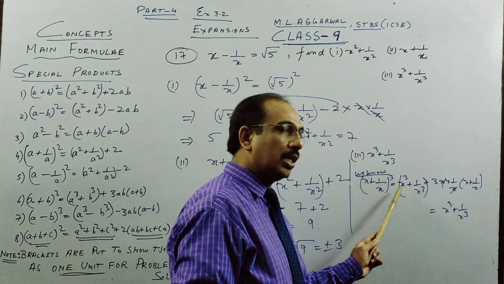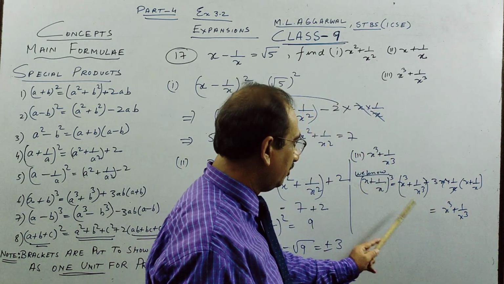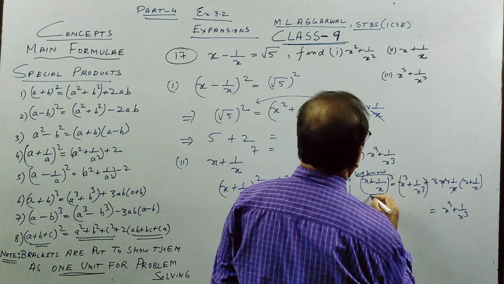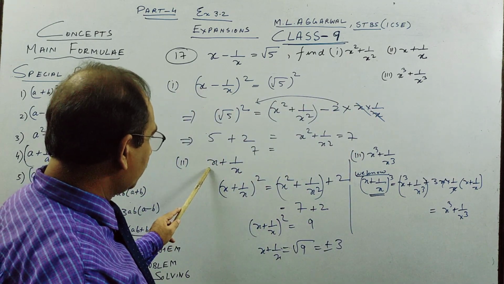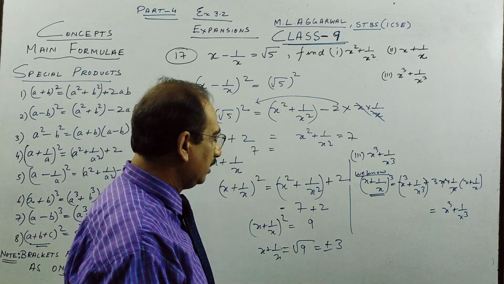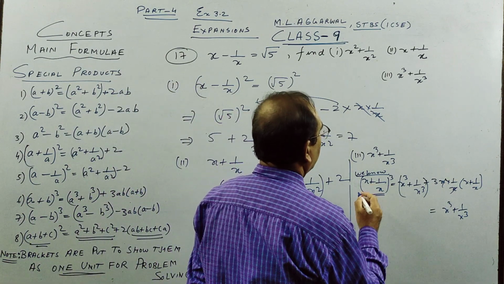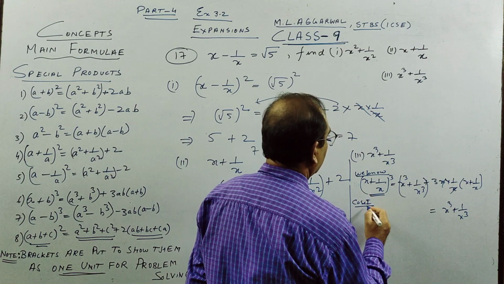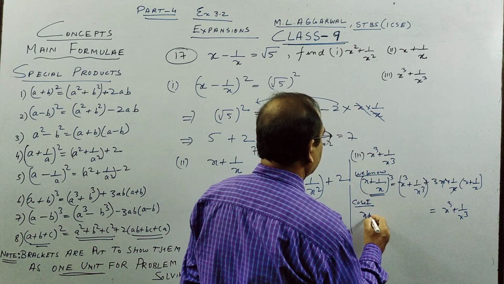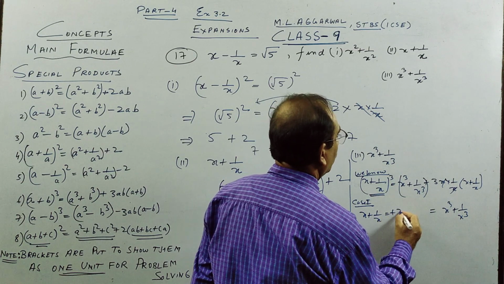This thing you can transpose or let it be on this side only, we have to find. This we know: x plus 1 by x. If you see, x plus 1 by x is plus minus 3. So let me take first case 1, where I take x plus 1 by x equal to plus 3.